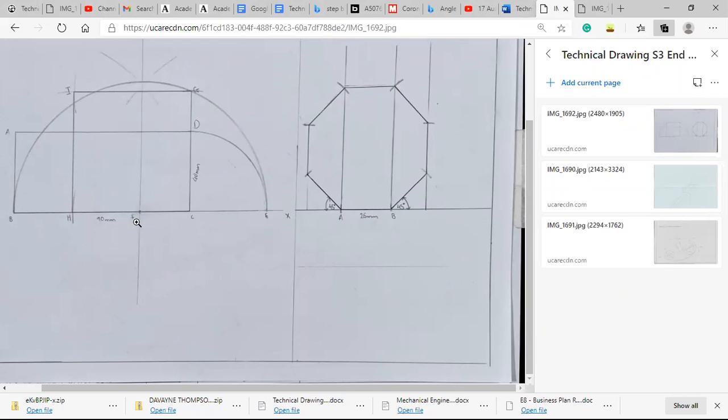Right. And with that, you put your compass point on the point where the perpendicular bisector meets BE, call it F. And using the radius F to E, you draw an arc from E to B. Semicircle. Yeah, semicircle.